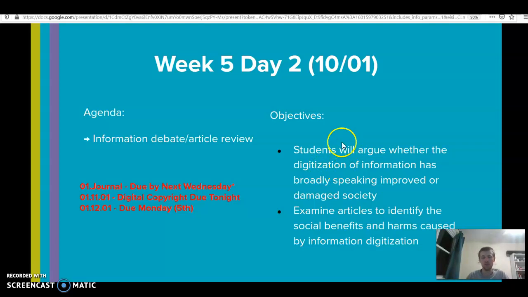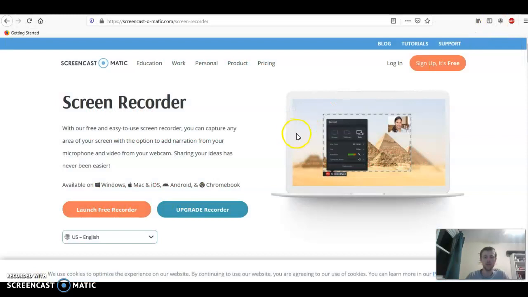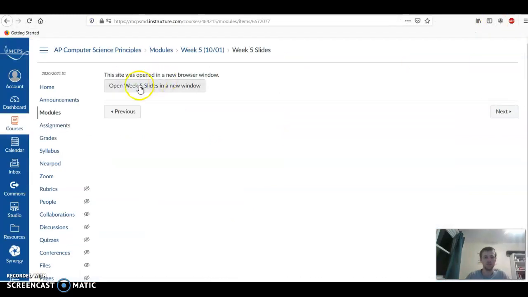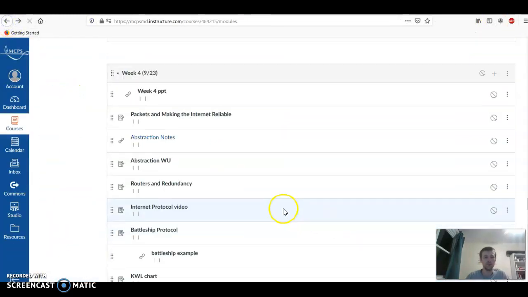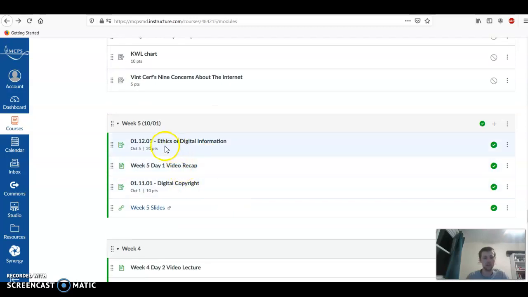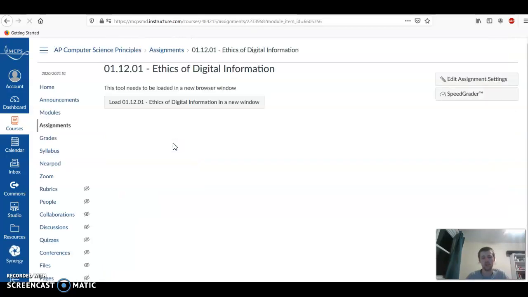So what did we do today? We focused on group discussion, so you really missed out if you weren't there. We used the majority of our time discussing the articles we read that are part of this assignment. Ethics of Digital Information, 01-12-01, due Monday at midnight. Let's take a look at it.